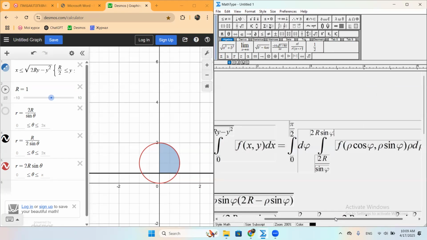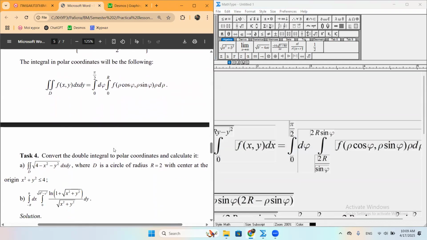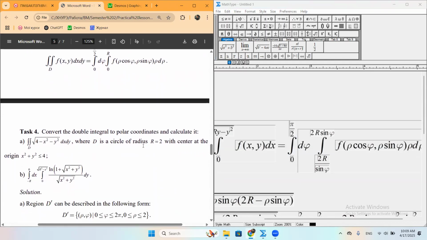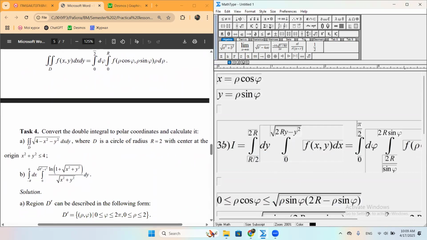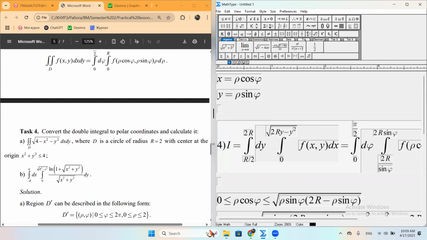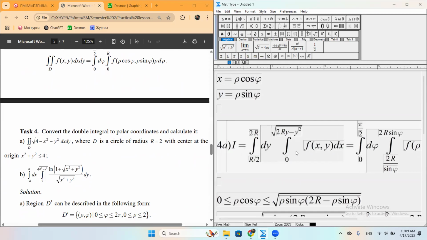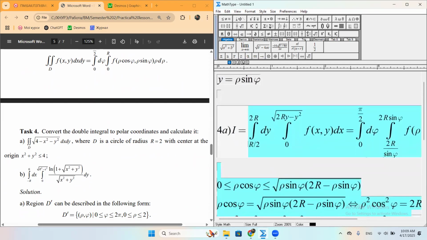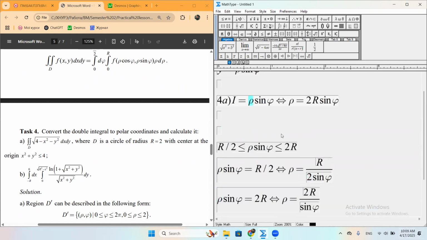Okay, I guess that no questions. So let's move to the next exercise. So now we already will calculate double integrals in polar coordinate system. Of course, first of all, we need to convert it to polar coordinates, and after that, only calculate, of course.